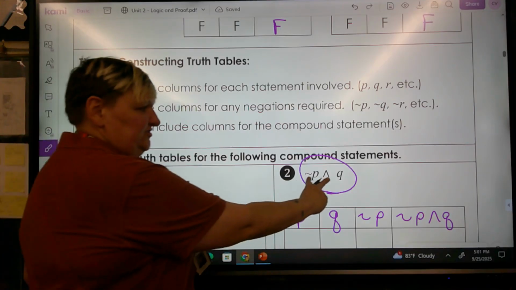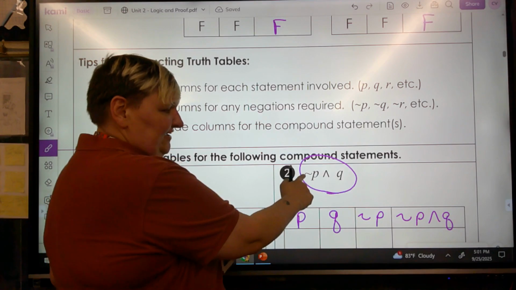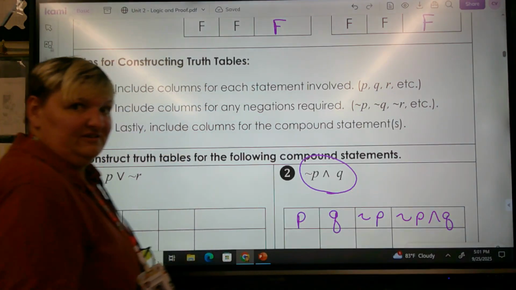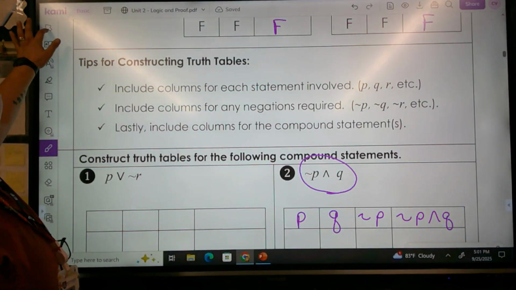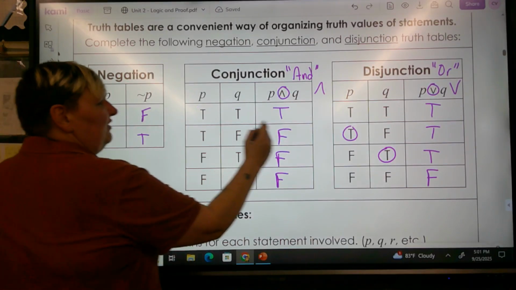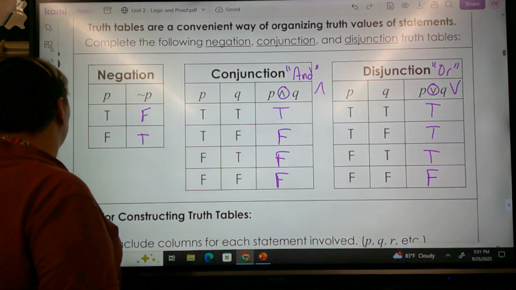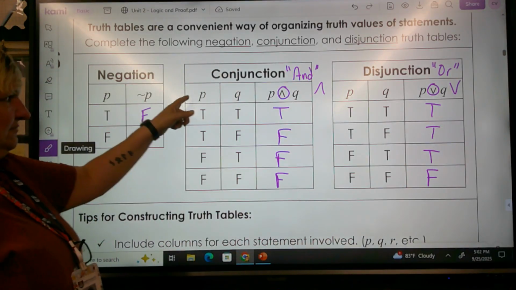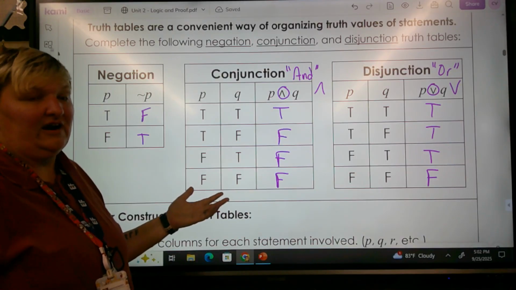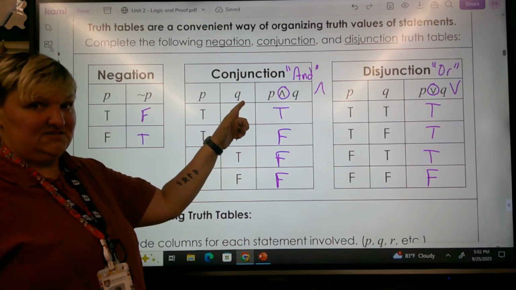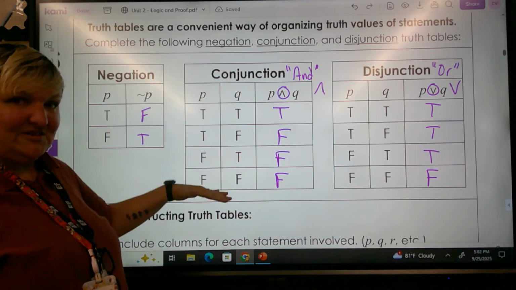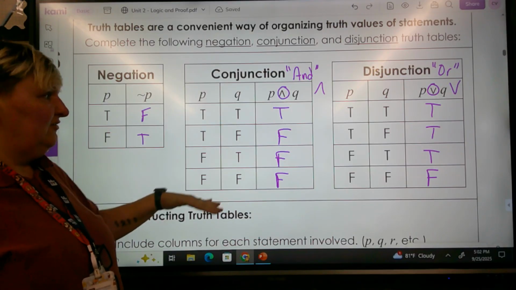Right? So there's 2 statements, one of them has a negation. All right, and if you'll notice the pattern up top, when there are two statements, doesn't matter what, if it's P, Q, R, S, T, U, V, doesn't matter. If there are two statements, then there are four possibles. There are four possibilities, right?